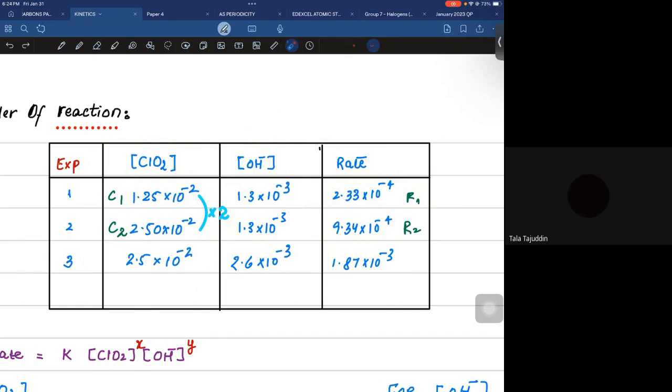Now you can see I have just doubled the concentration of OH minus ion. So you have to study the effect on rate. Is it doubled, tripled, quadrupled? What is the change on rate? It can be easily determined if you divide these two values. Can you tell me the answer after dividing these two values?